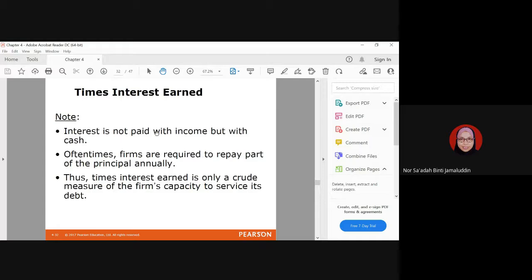Interest is not paid with income but with cash. Oftentimes, firms are required to repay part of their principal annually. Okay, biasanya interest ni dia akan bayar biasa bersama-sama dengan dia punya principal lah secara tahunan. Thus, times interest earned is only an accrued measure of the firm's capacity to service its debt. This is on the times interest earned by the debt.